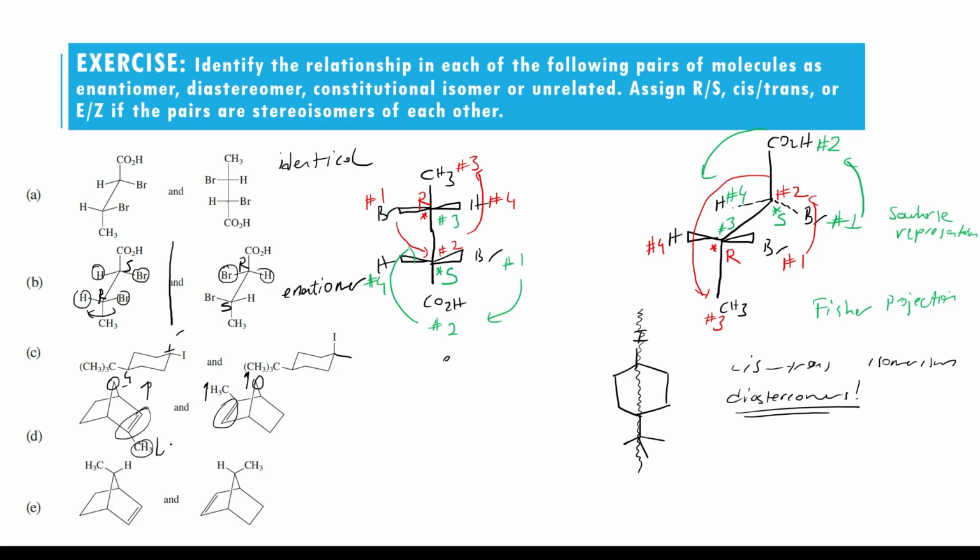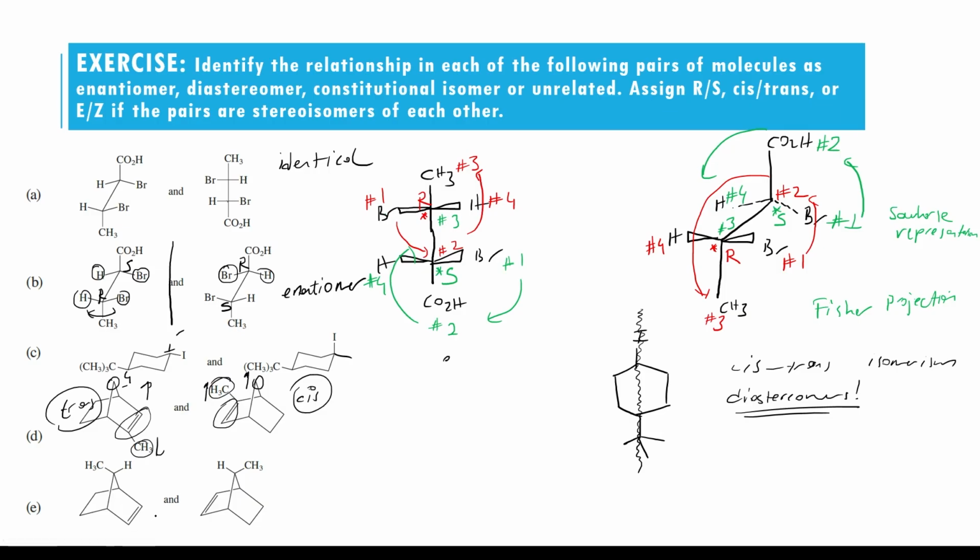So basically, they are not the same. They are isomers. They are stereoisomers. They are not mirror images of each other. So we can say that they are cis-trans. The methyl and the bridge are on the same side, so we can call this one cis, on the same side. This is the trans, and they are diastereomers.